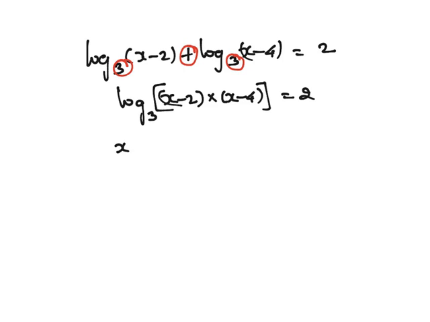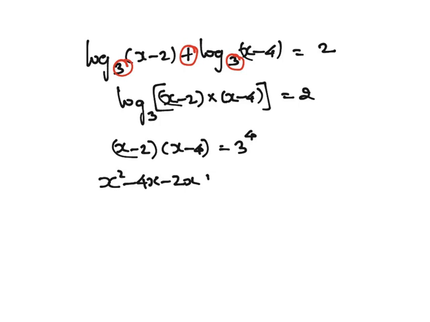So I get (x minus 2) into (x minus 4) equal to 3 power 4. Now open the bracket here, so I get x squared minus 4x minus 2x plus 8 equal to 81. So I get x squared minus 6x plus 8 minus 81, so you'll get minus 73 equal to 0. Now obviously you cannot factorize it, so you use the graphic display calculator to find the solution.